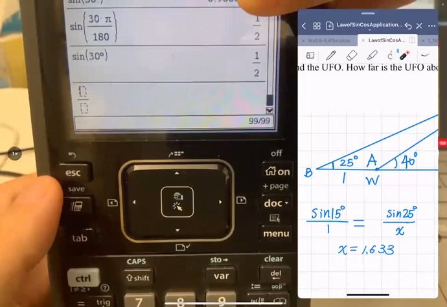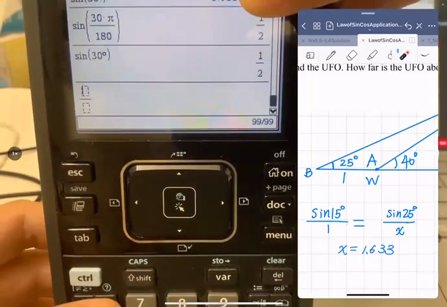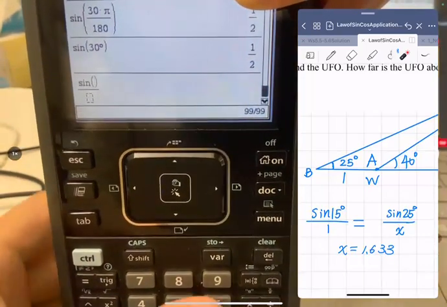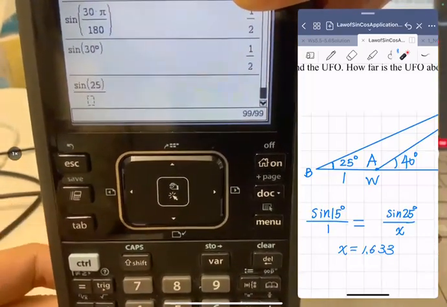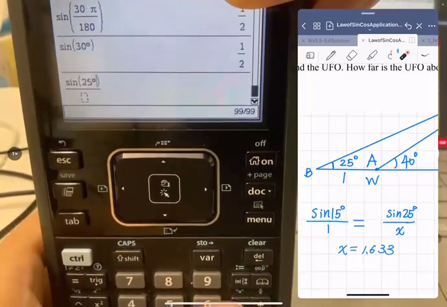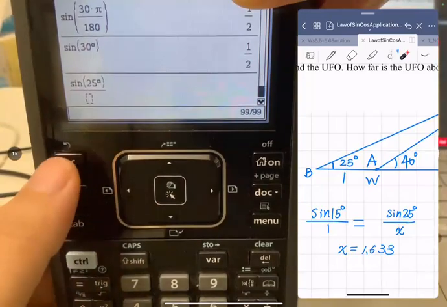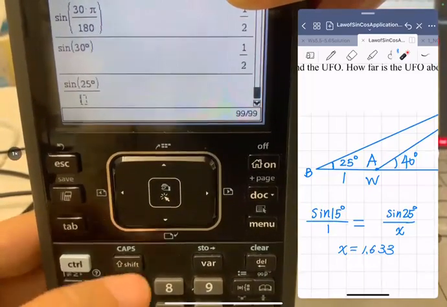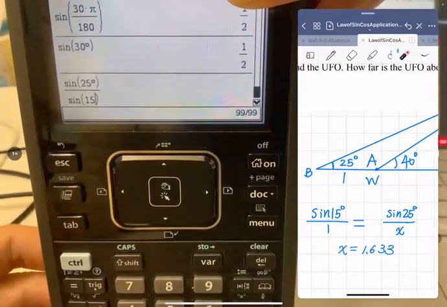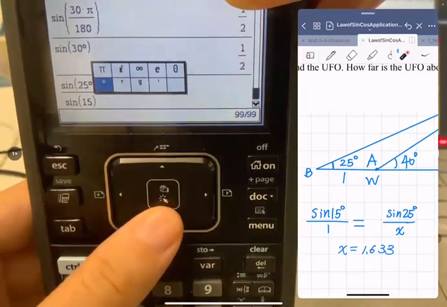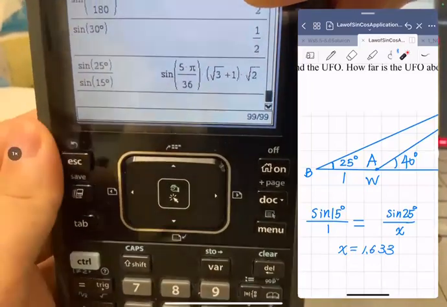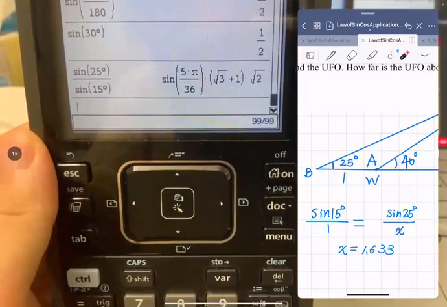So what do you do here? You do sine. You type in sine 25. And then you click this button here. You go down, 25 degree over sine 15. You click this button and you go there. There. If you do this, wow, this gives you radicals.